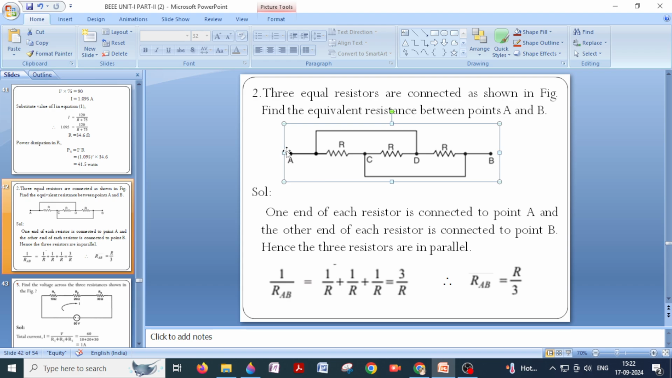Now if you carefully observe here, in between this node and this node, there is no element. So you can join this node with this node. If you join this node with this node, you can observe the other end of this resistor is connected here, other end of this resistor is connected here.